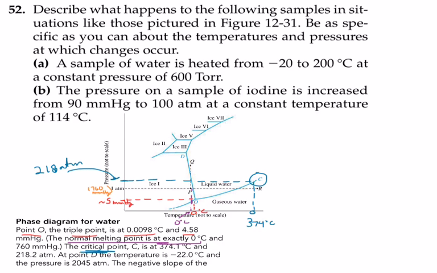Question A talks about torrs, and then B goes from 90 millimeters of mercury to 100 atmospheres. Well, there's where you get to kind of pick. Do you guys remember what a torr is? It's the same as a millimeter of mercury.